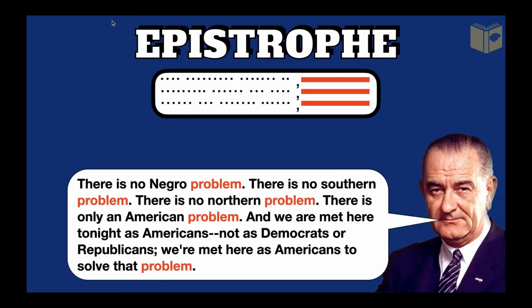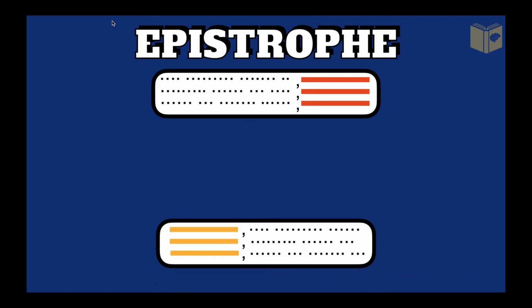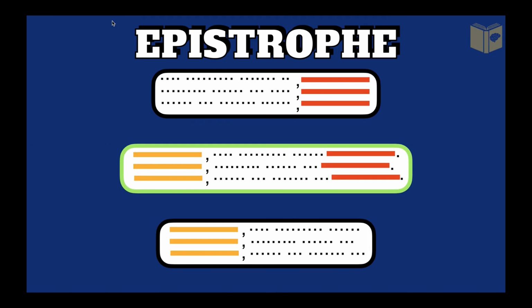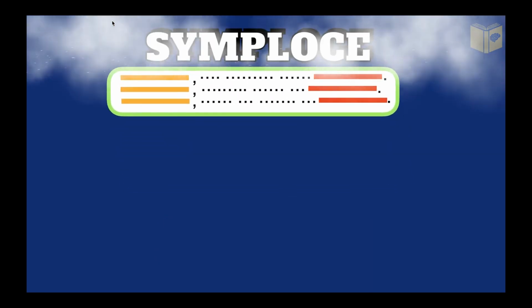So, epistrophe is repeating words at the end of a clause or sentence. And anaphora is repeating words or phrases at the beginning of a clause or sentence. Well, what about repeating words or phrases at the beginning and at the end of sentences or clauses? Well, this is known as symploce.